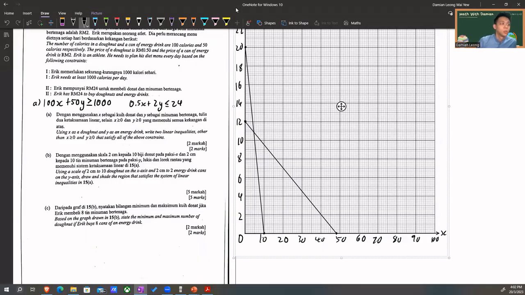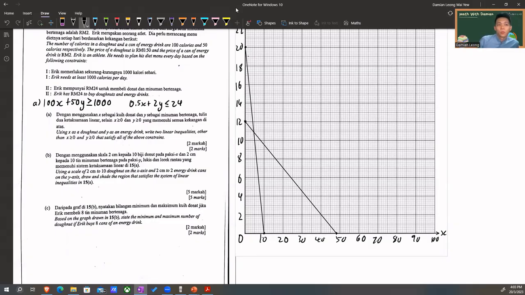So yeah, just make sure you follow the scale that is given. Actually, this question, if you see the Malay version, this says 2 cm to 10 tins for the y-axis as well. But here says 2 cm, 2 energy drink on the y-axis. So something is wrong with the question. But I'm following the English version. Yeah, I'm just following the English version. So it'll be like this.